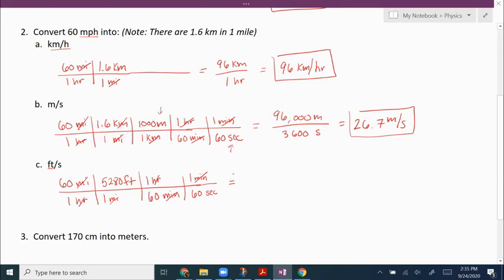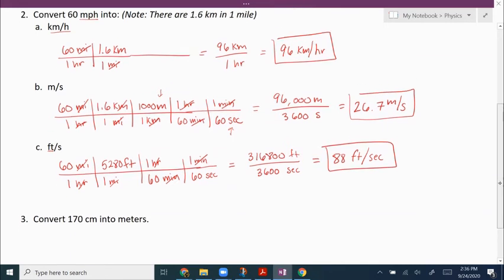So now I just multiply things across the top. 60 times 5,280, and then times 1 times 1. That's going to give me 316,800. The calculator's a little dirty, I couldn't see that it looked like a 0. That would be feet. And 60 times 60 is 3,600 seconds. Simplify that: 88 feet per second. So if you're driving 60 miles an hour, you're traveling 88 feet per second.